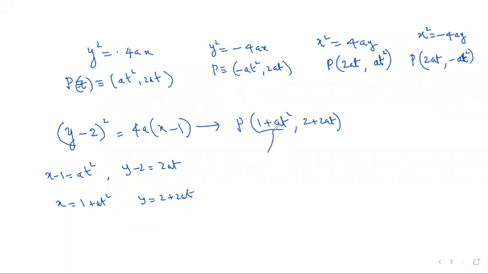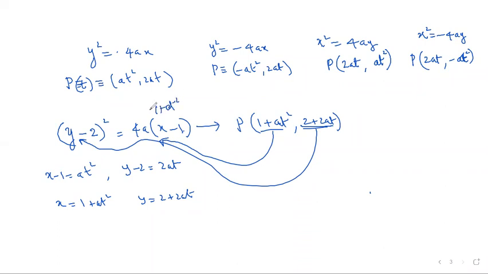If I put this in place of x, the 1 should cancel. If I put this in place of y, the 2 should cancel. That is why 2 plus has come. Followed? Is it clear? Yes, sir. Yeah, tell me. Yes, please. You have to just check whether this point which I'm writing here satisfies the equation or not. When I put x as 1 plus at square, this one and this one will go away. So it will satisfy the equation.